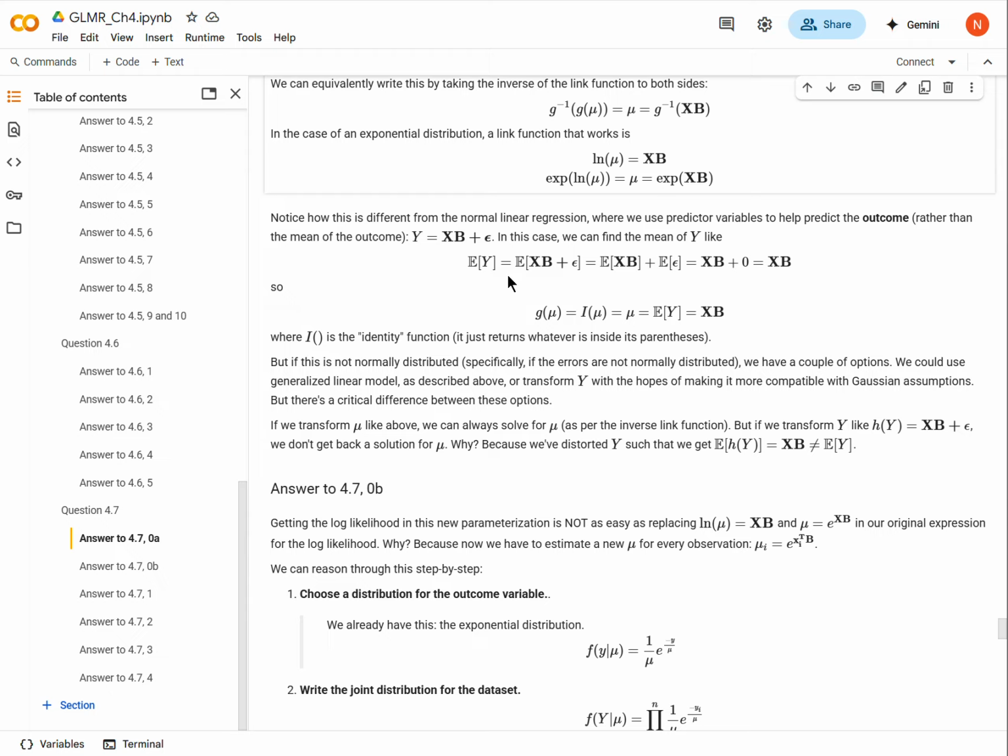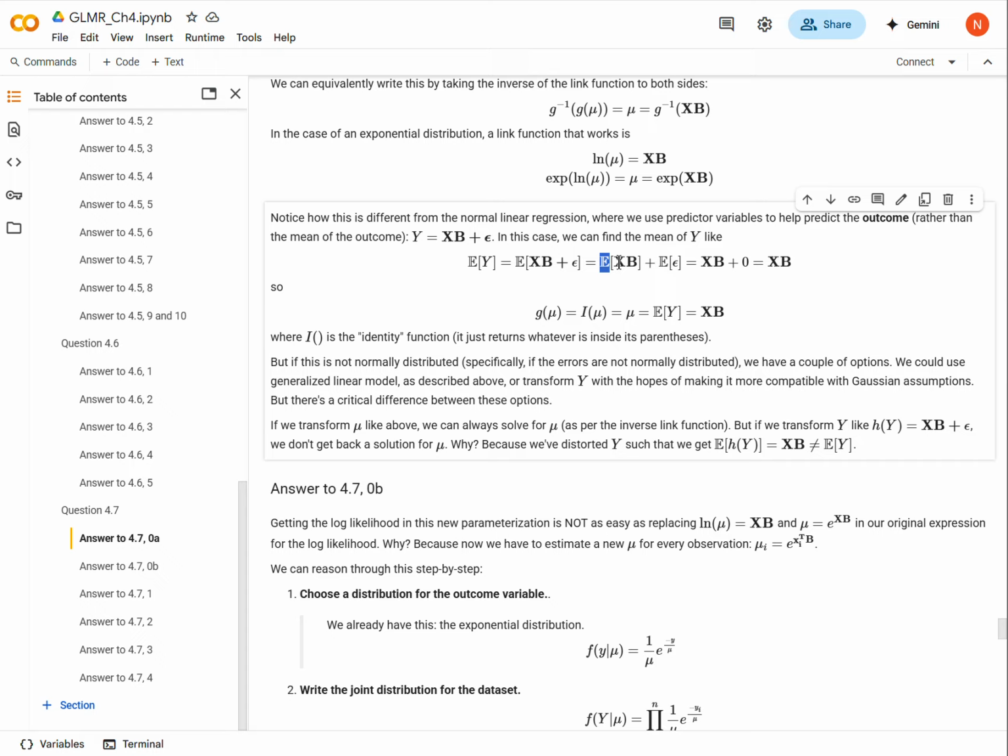Okay, so now I want to expand a little bit on how this is different from the normal linear regression that we've explored in earlier chapters. Okay, so let's take that y is a normal variable, which is to say that after you account for whatever x and beta are accounting for, epsilon is normally distributed with a mean of 0. Okay. Well, then in this case, what we get is that the expected value of y, which is to say, mu, right, is the expected value of the linear function plus epsilon.